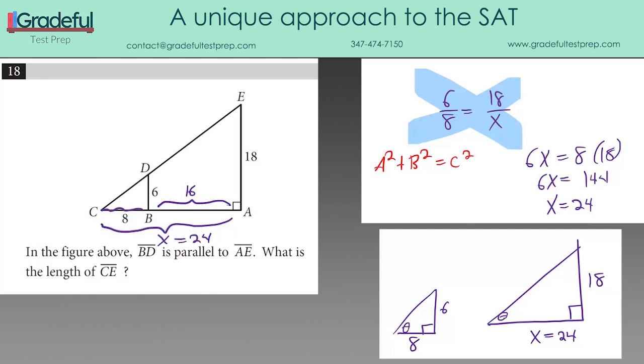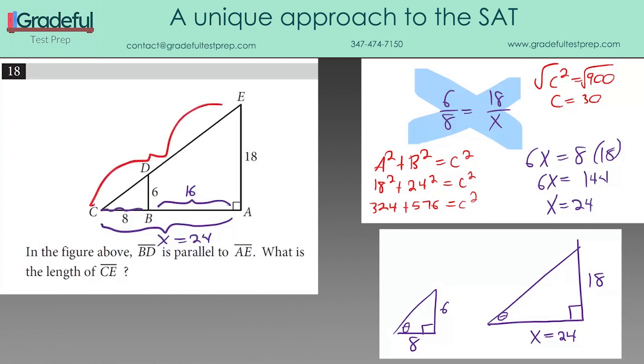So for the two legs of our big outer triangle, we have 18 squared and 24 squared, which is c squared. 18 squared is 324, and 24 squared is 576. So right now we have c squared equals 900. We can take the square root of both of those, and we get c equals 30. And that's the length of the hypotenuse here. That's 30. And that's what they're asking us for, side CE, which is 30 for number 18.